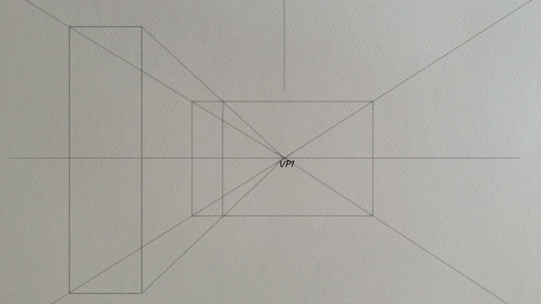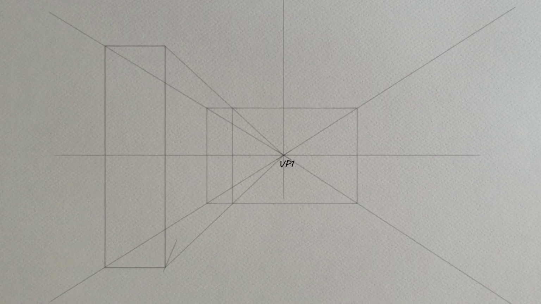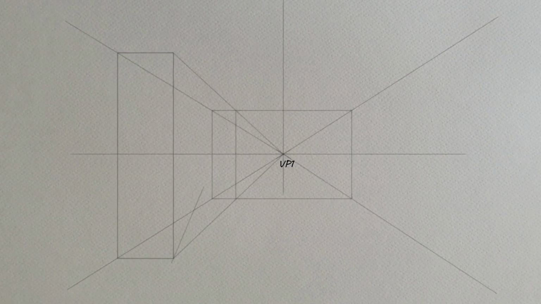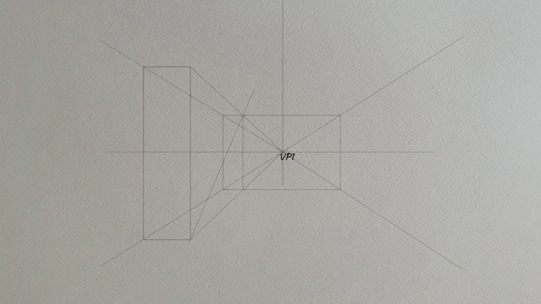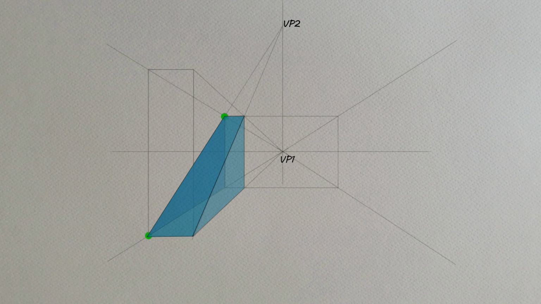Now, draw a vertical axis passing straight through VP1. Next, project a line from the bottom right corner of the front rectangle through the top right corner of the back rectangle until it crosses this vertical axis. This intersection gives us VP2, our auxiliary vanishing point that determines the slope and incline of the stairs.